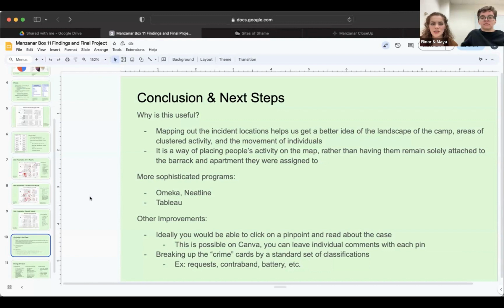And then we've talked a lot about how so much information is thrown under the category of crime cards. We were thinking that if we were to refine this project a bit more, we might divide crime cards into a standard that we set ourselves. So dividing them into requests, contraband, especially because that came up so many different times, a couple of battery cases, theft, just creating more categories so we're not lumping together all these cards that clearly don't belong together.